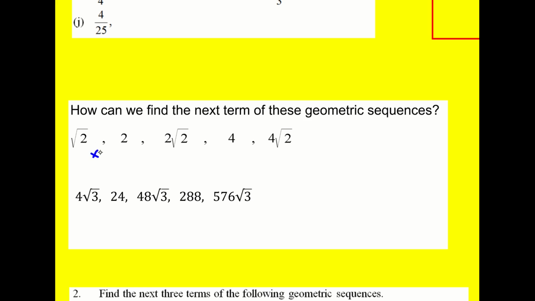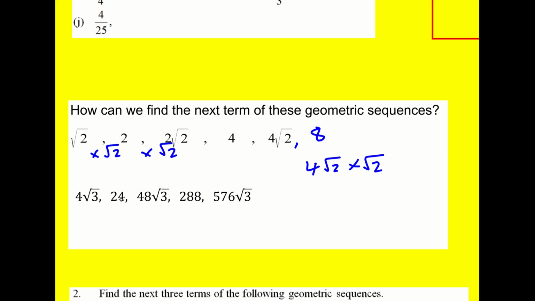For this first one, I'm timesing by root 2 every time. When I do root 2 times root 2, I get to 2. That's the definition of root 2. It's the number, when I times it by itself, I get the number inside the root. And again, I'm timesing by root 2 here, and so on. When I get to the next term then, it's going to be 4 root 2 times root 2. And root 2 times root 2 is going to become 2, so it's going to be 4 times 2, it's going to be 8.